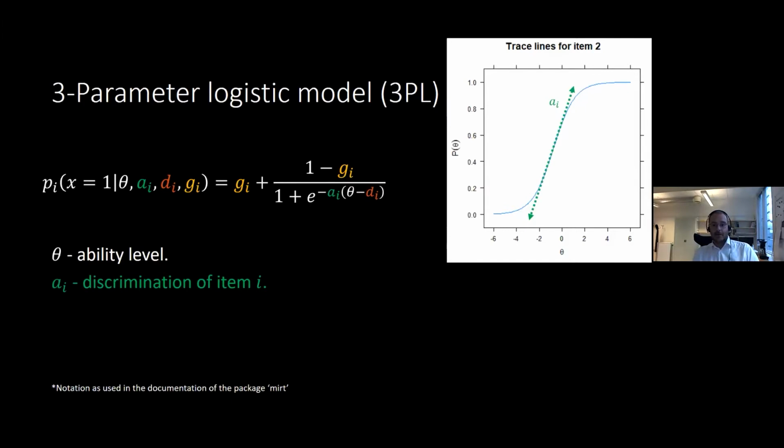So if you have a strong level of discrimination, the A would be higher and you would have a steeper slope, meaning that it's better at separating respondents at a very specific trait level. The next variable, the D, is the difficulty of an item. This corresponds to where there's a 50% chance of either responding a 0 or a 1.